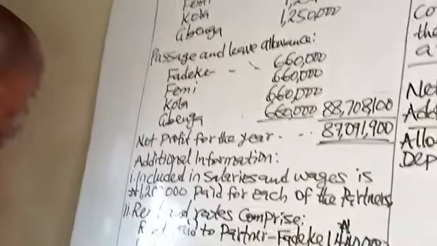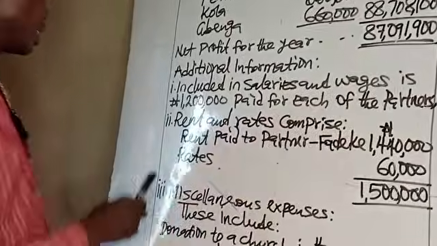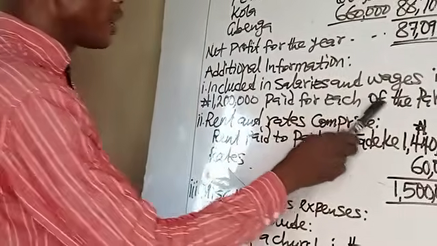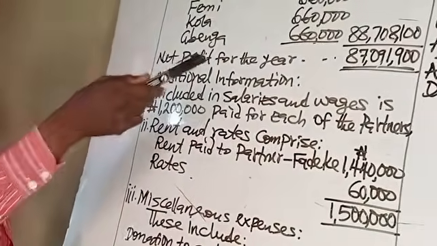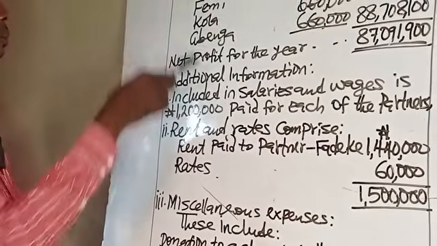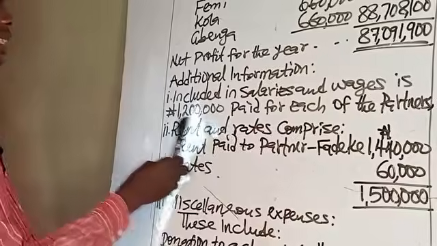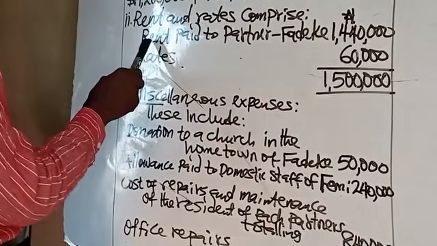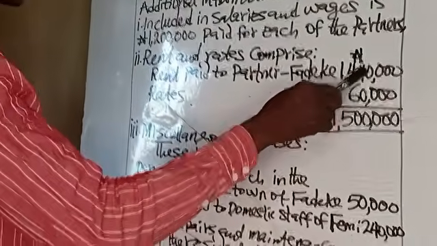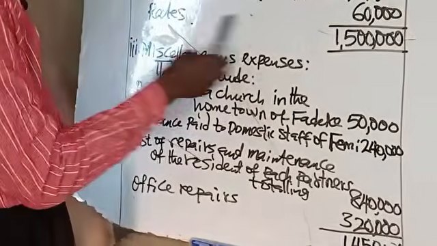Additional information. 1. Included in salaries and wages is 1.2 million paid for each of the partners. This is the salary paid to the partners. So it is allowable to the firm, but it is taxable in the hands of the individual partners. 2. Rent and rates comprises rent paid to partner Fadike. Rent paid to Fadike is taxable in the hands of Fadike, but it is an allowable expense to the firm.